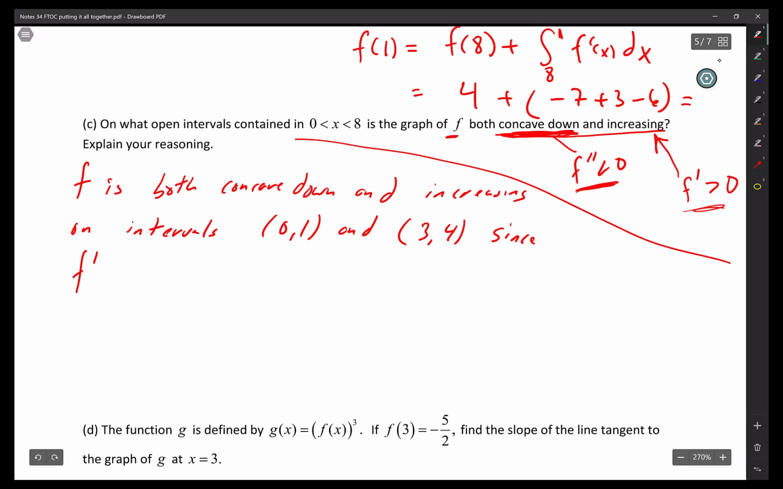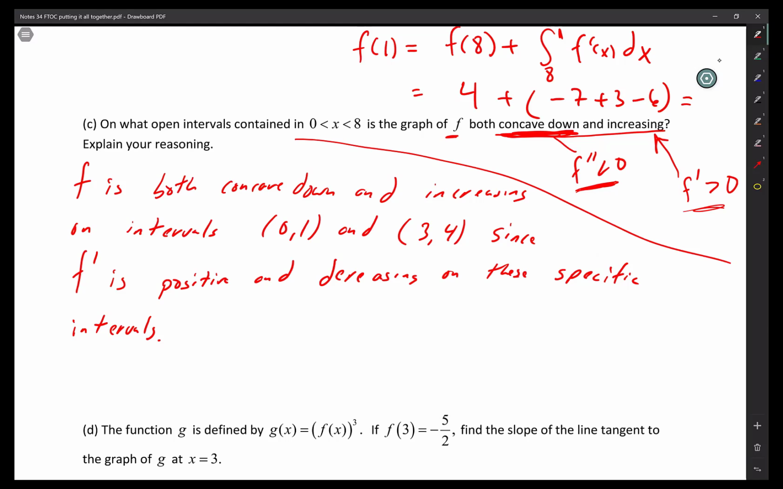Since what? Since F prime is positive and decreasing on these specific intervals. Here's where you want to avoid saying the word it. Since it is decreasing and positive. Do not say the word it, say F prime specifically. F is both concave down and increasing on the interval 0 to 1 and 3 to 4, since F prime is positive and decreasing on these specific intervals. Done, perfect. In a little bit, we'll look at the rubric, see if we got all the points.